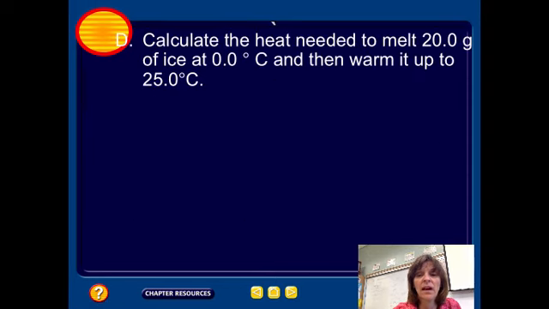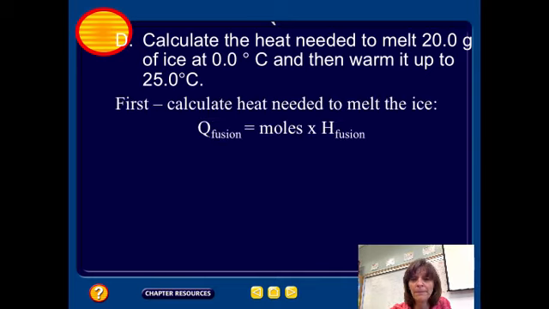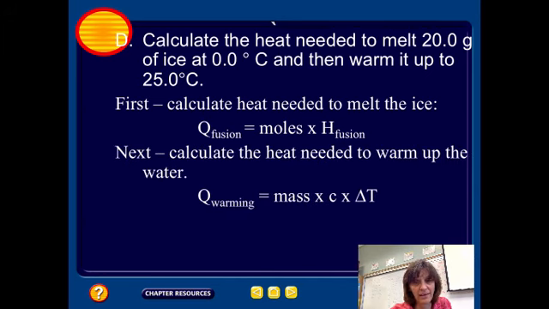All right, so let's think through the whole process of absorbing heat, melting, and then warming up again. So if we have some ice at 0, we have 20 grams. How much energy will it take to first melt it and then to warm it up? So first calculate how much energy it would take to melt it. That's the Q of fusion. Then take that 20 grams and calculate how much it would take to warm it up. And then add those numbers together for the total amount of energy.